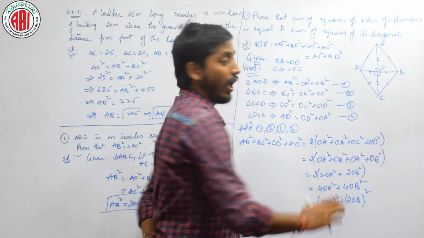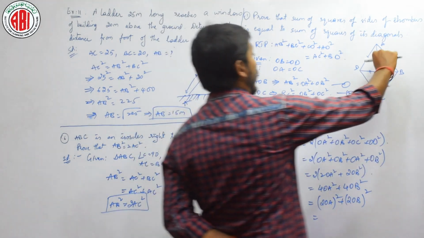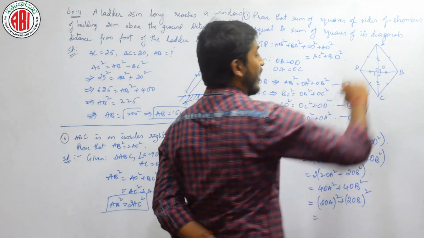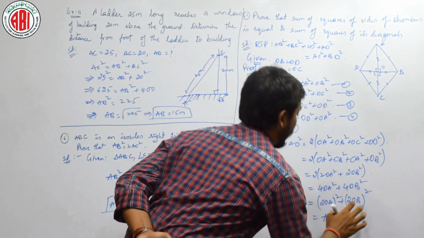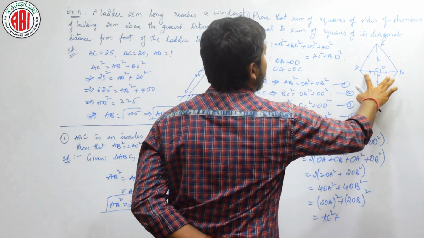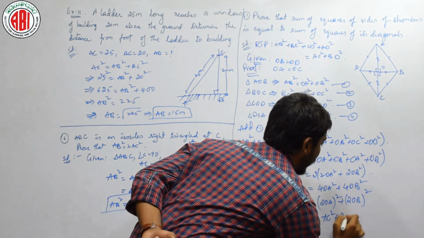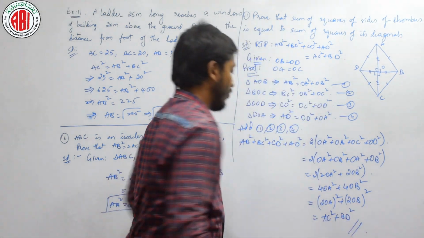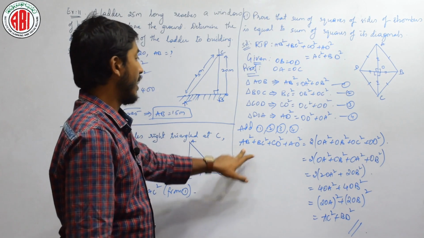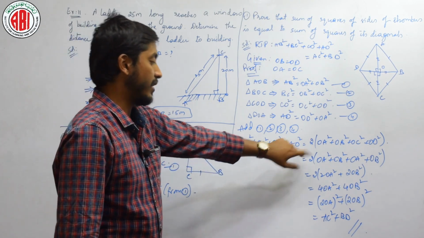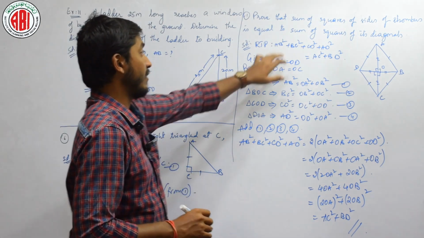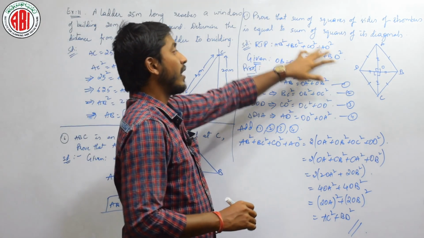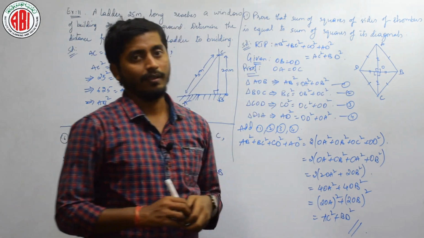What is double of OA? See here, double of OA is nothing but AC. Yes or no? This will be AC square plus double of OB, it is nothing but BD square. This is what he asked us to prove, right? Yes or no? AB square plus BC square plus CD square plus AD square equal to AC square plus BD square. They may even ask you directly this also. In a rhombus, prove that this is equal to this.